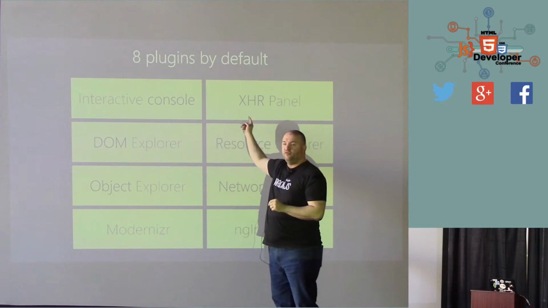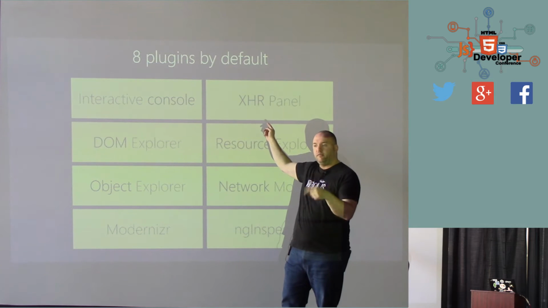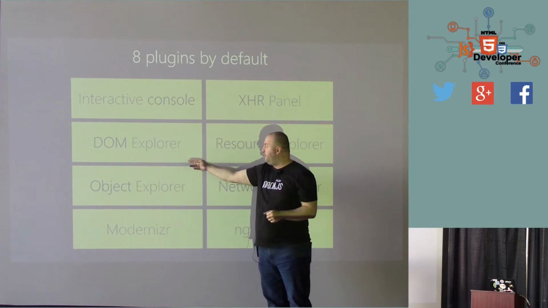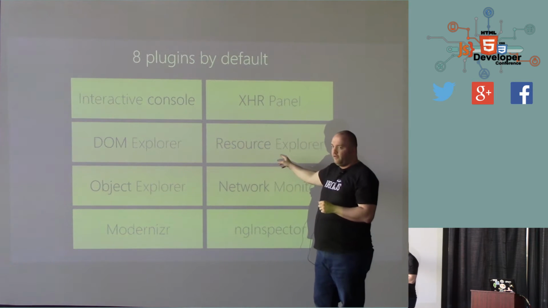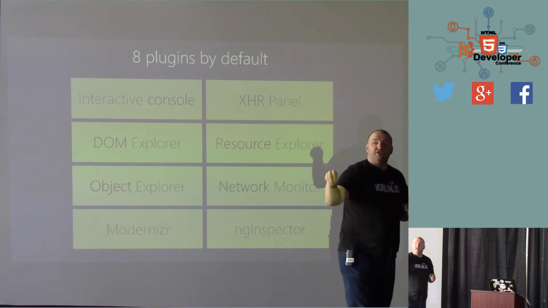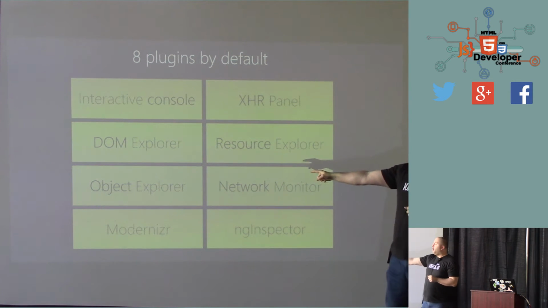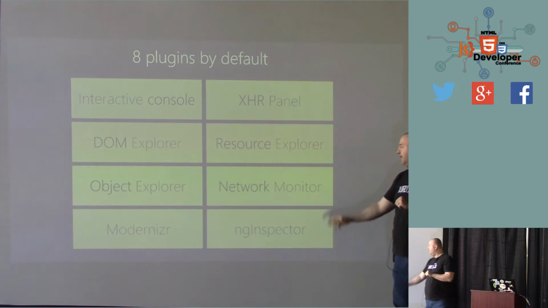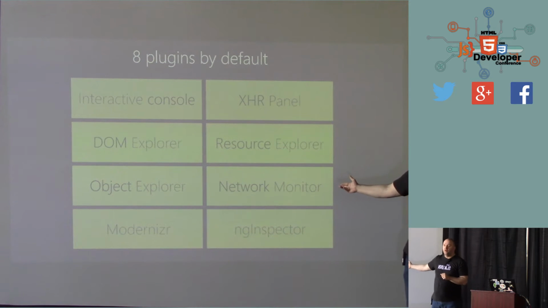Etc panel is a way to sniff etc to understand what's happening on the network. We have the DOM Explorer, exactly what you could expect with your F12 tools, for instance. The Resource Explorer is more if you want to inspect a local storage or database, etc. We have the Object Explorer, which is a tool to scan all the JavaScript variables. Network Monitor to monitor your network.